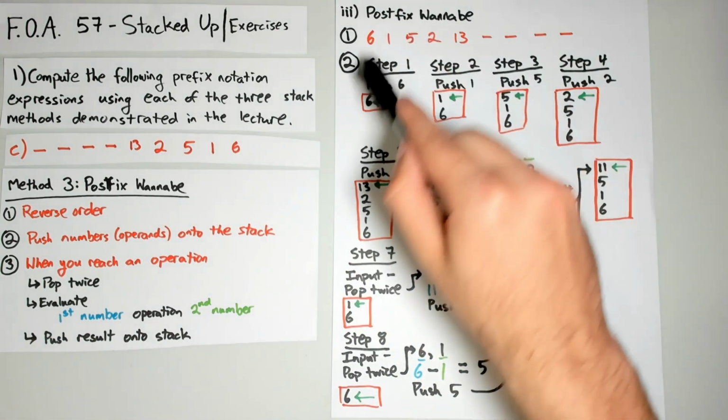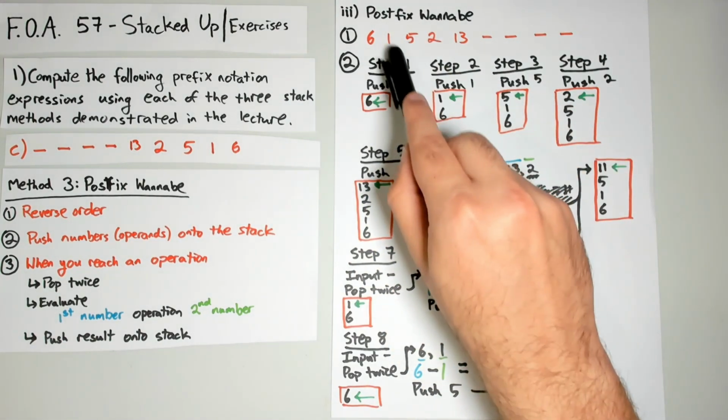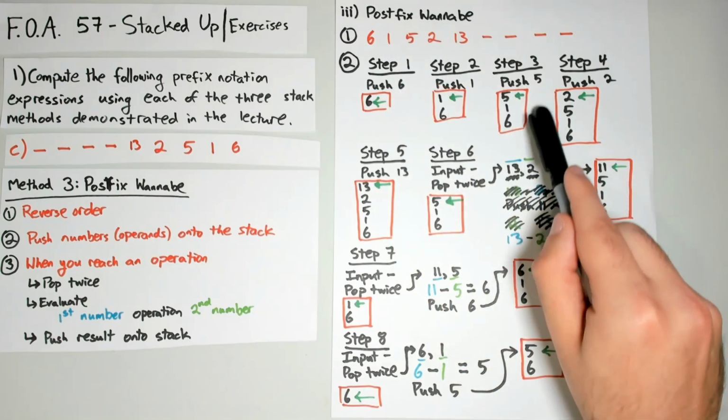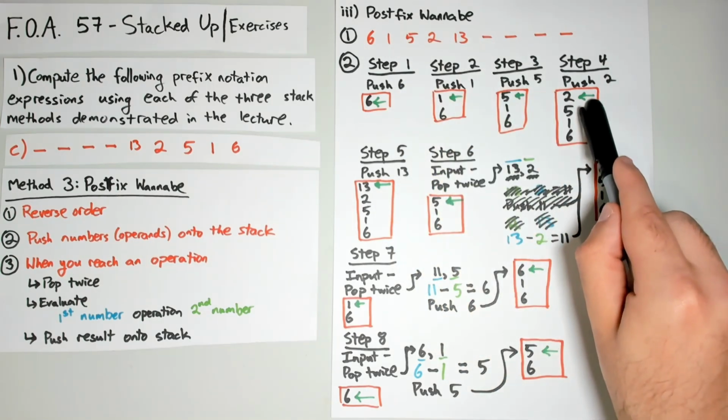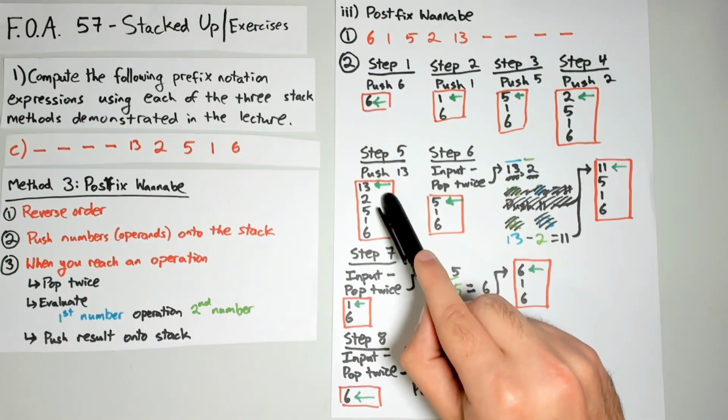But anyways, we're going to go through now. So we push the 6 onto the stack, then the 1, then the 5, then the 2, then the 13. Okay, so a lot of pushing again.